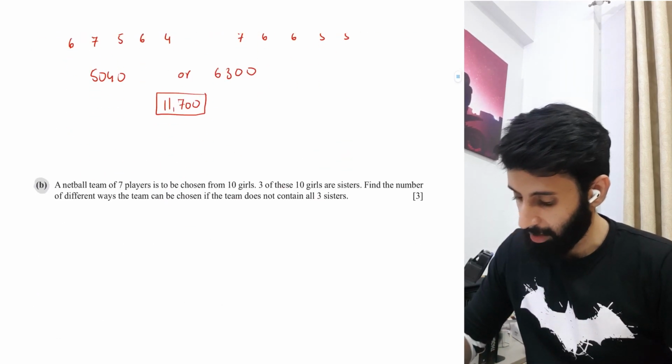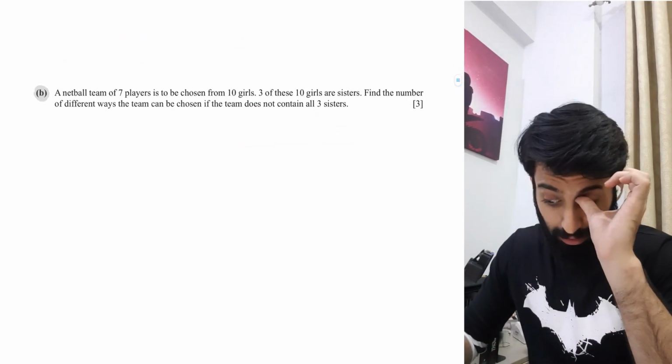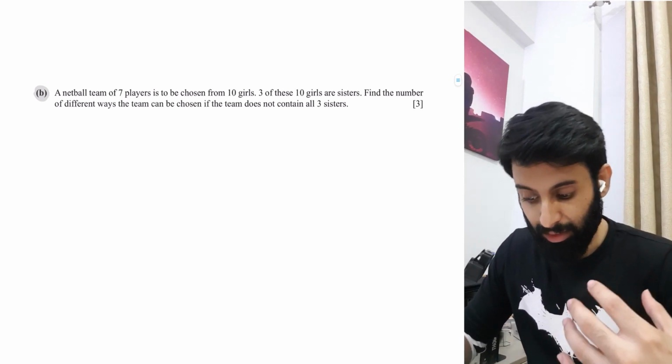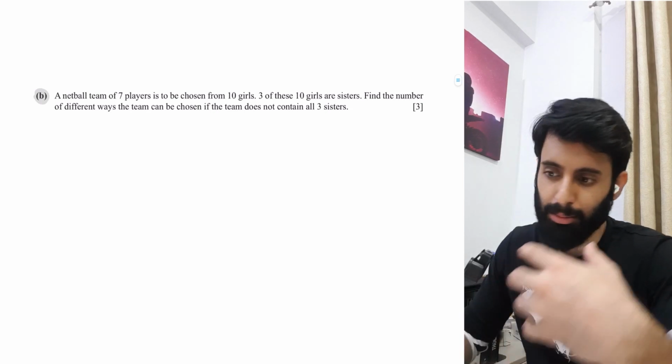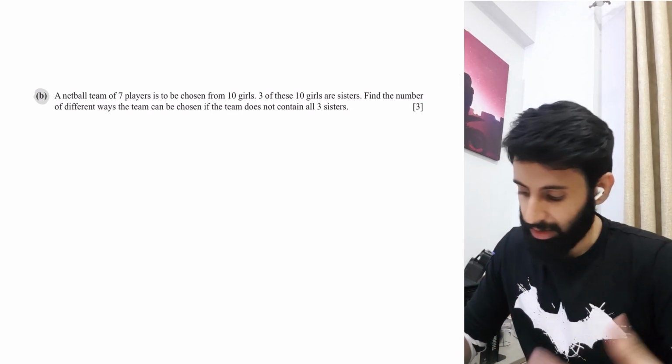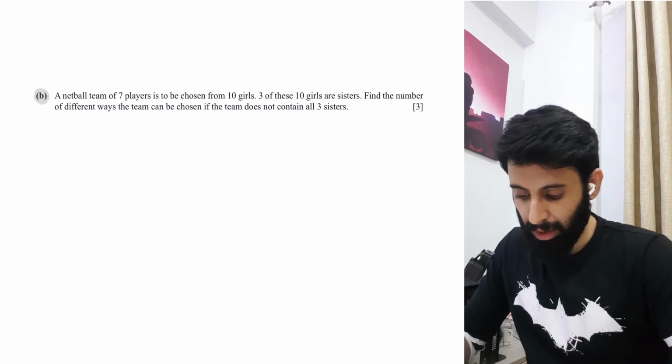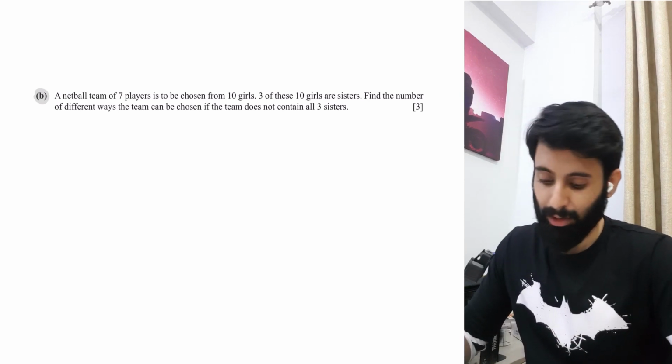Anyway, now we have part B, which says a netball team of 7 players is to be chosen from 10 girls. 3 of these 10 girls are sisters, and this, by the way, I've highlighted gray, which means that you're selecting objects with restrictions. Then it says find the number of different ways the team can be chosen if the team does not contain all 3 sisters.